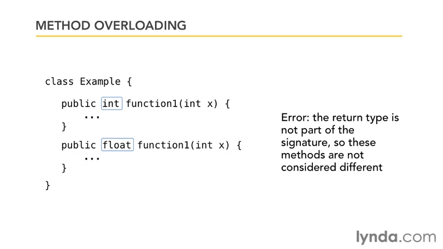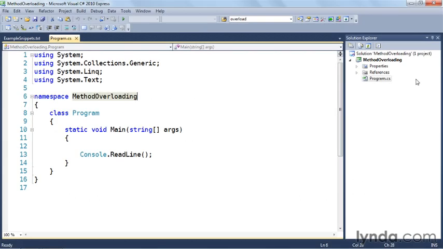And you can imagine in the code, I would call the function with an integer argument. The compiler wouldn't know which one to call. So you can't do this. You can't have functions that differ only by the return type. The parameter list has to be different. So let's take a look at some real code to see how this works.